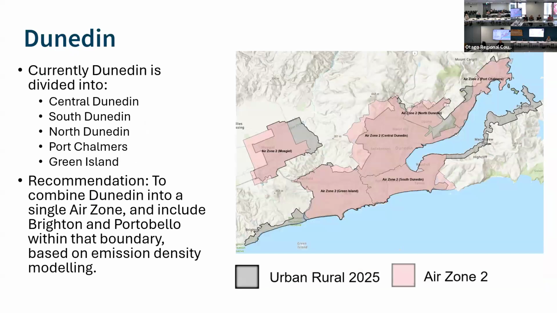Moving on to Dunedin, a bit of a special case. In the existing plan, it is divided into 5 air zones, which you can see there, and we recommend combining them into a single air zone, and also reaching out to include Brighton and Portobello. That recommendation is based on emission density modelling, which is available to see in the online map as well. In this map, we're just ignoring Mosgiel for the moment. And so again, we would recommend using the outer boundaries that you see, whether they be grey or pink.